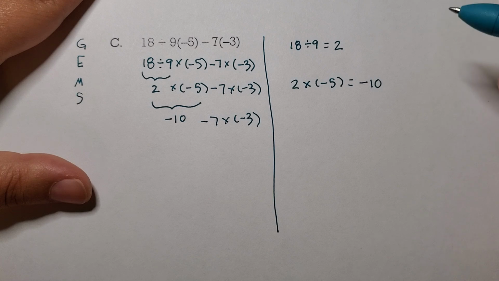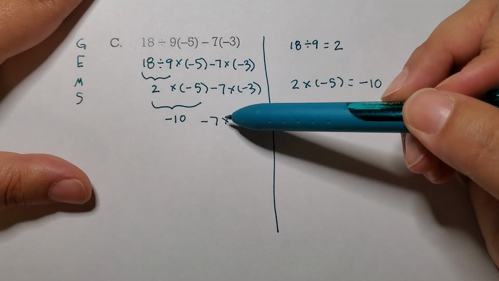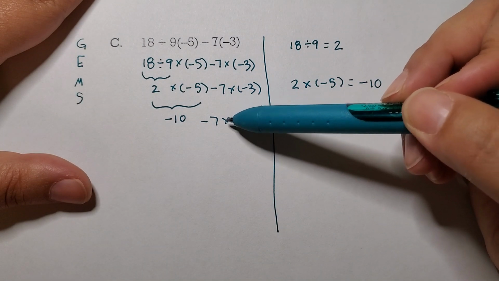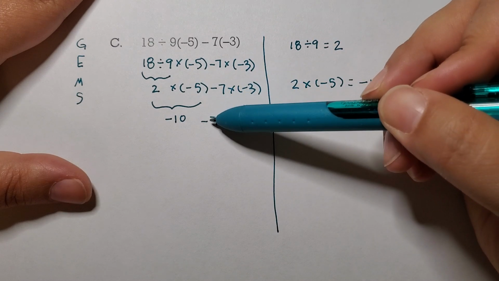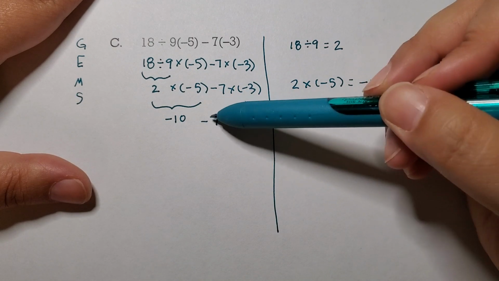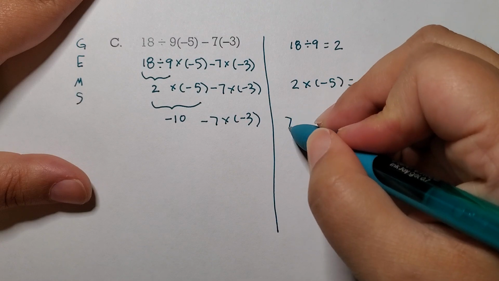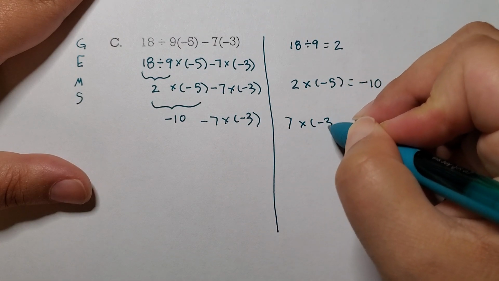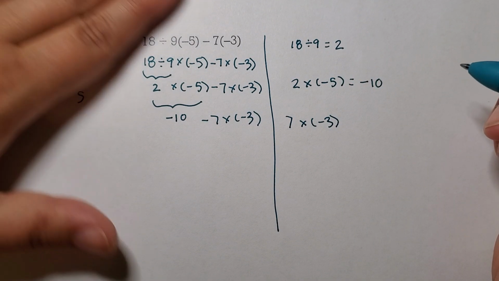Whew, okay, so now we've got a subtraction and we still have a times. So we've got to do that times next. This is a subtraction. So when I do my times, I'm going to have a positive 7 times a negative 3. Cover that up.